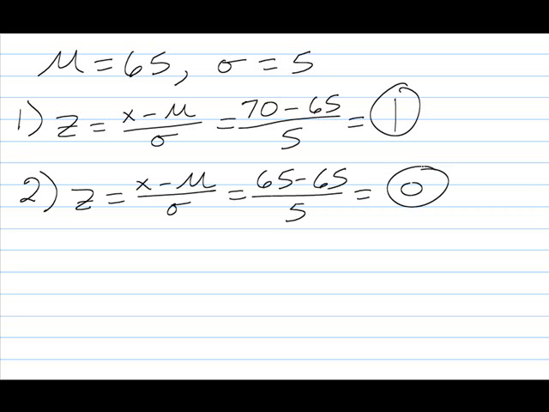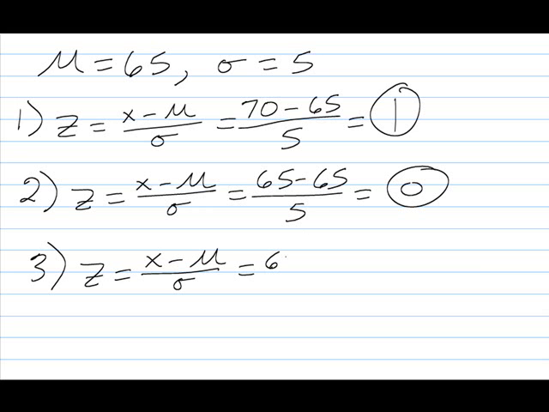So in this case, our z value is 0, meaning that there is no distance between this value and the mean. It is actually equal to the mean. So the mean will always have a z-score of 0. And then in the last one of these, the x value is 62. So we want to find the z value here.